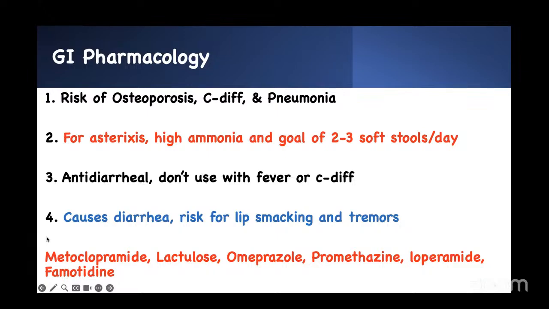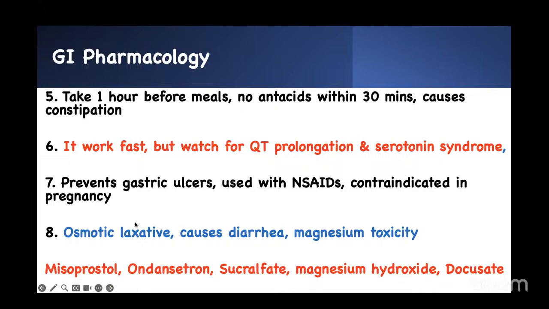Okay, so this is the way we're going to go through all of GI pharmacology. The next group of medications, same strategy. Figure out what you think is the best one. You take it 1 hour before a meal. You shouldn't take any antacid within 30 minutes, and it can cause constipation. Do you see any medication that can do that? It works very fast. You should watch for QT prolongation and serotonin syndrome. Do you see any medication there?